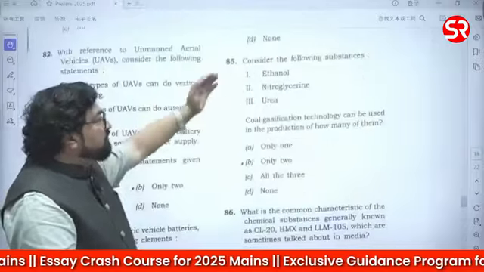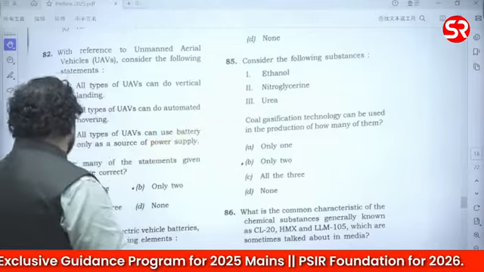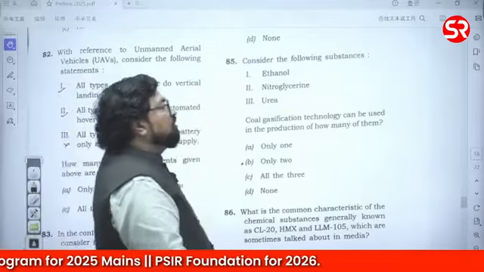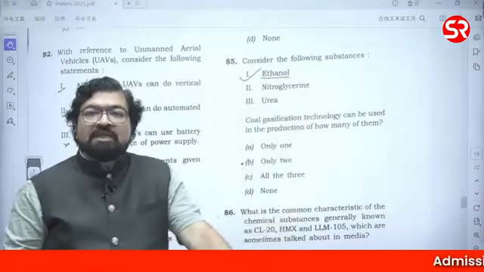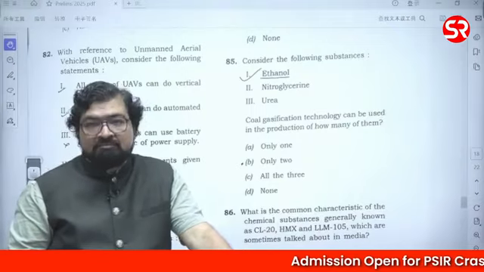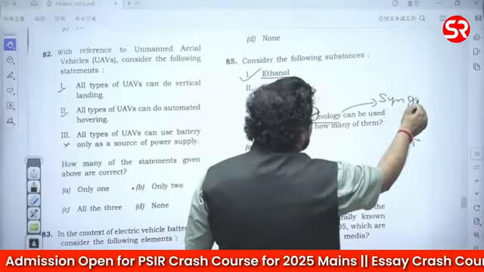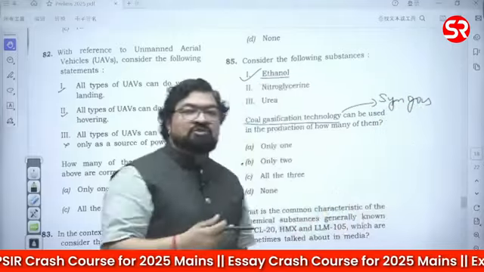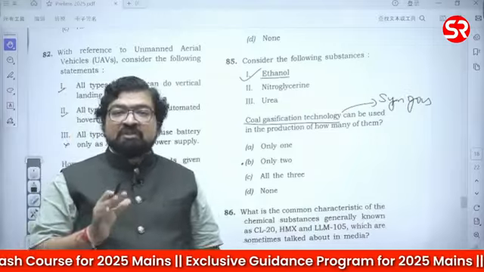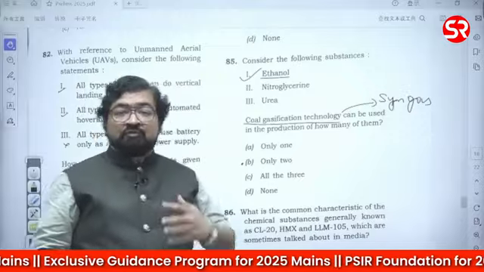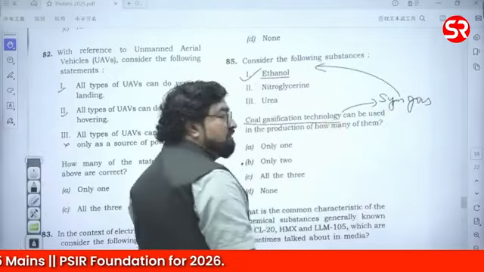Now question 85. Consider the following substances: ethanol, nitroglycerin, urea. Coal gasification technology can be used in the production of how many of them? Ethanol can be used, right? Coal gasification technology produces syngas. This basic technology in the news, synthetic gas, syngas, or producer gas, is a mixture of carbon monoxide, hydrogen, methane, carbon dioxide and all, but it is a combustible gas. From that syngas, we can further chemically convert into ethanol. That is possible. The technology is there.